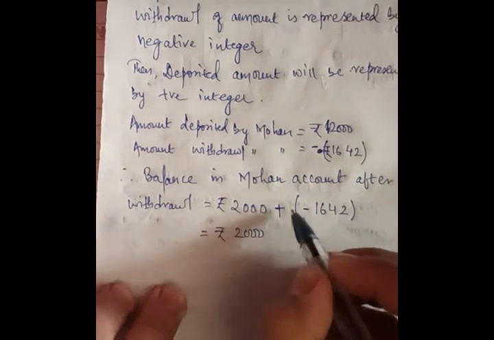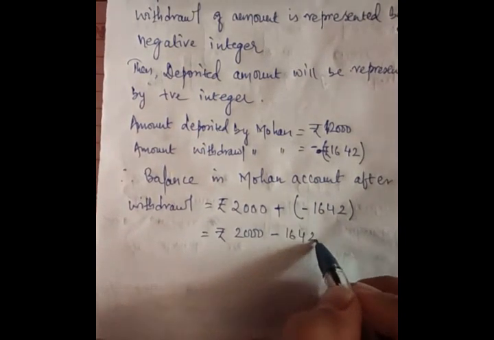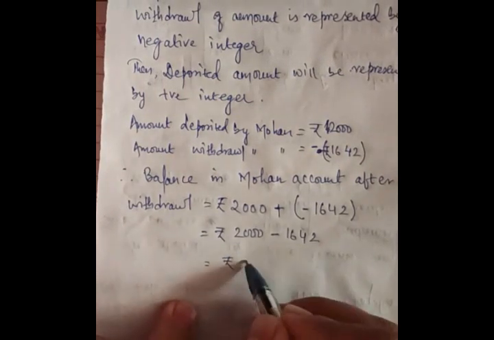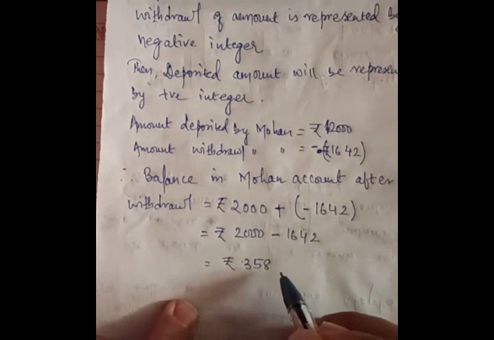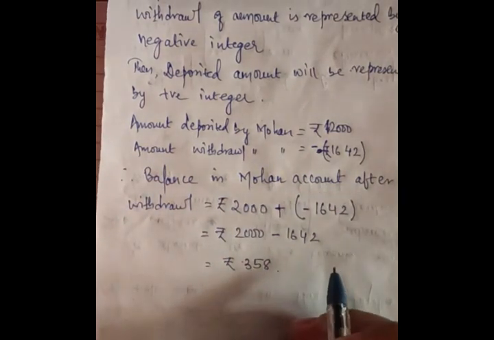2000. First we have to solve the bracket one. Plus minus 1642 is equal to rupees how much? 358. Therefore the balance in the Mohan account after withdrawal equals rupees 358.